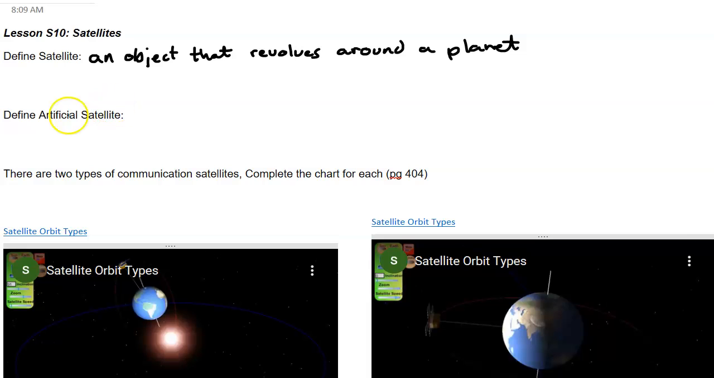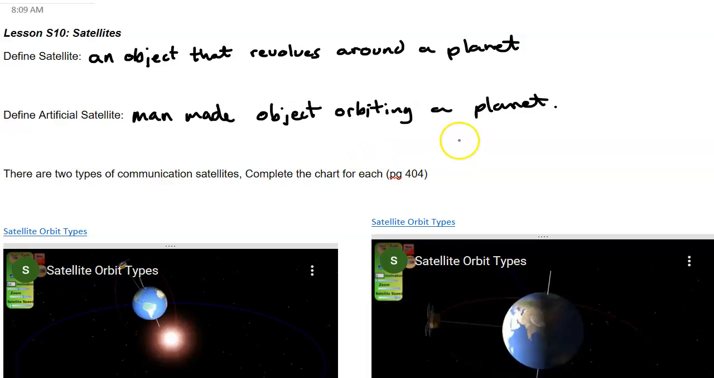Now, most satellites that we think about are actually artificial satellites, which is really just a man-made object orbiting a planet. But anything that's orbiting the planet will be a satellite. In this sense, the moon is a satellite of Earth because it is an object orbiting it. However, it is not an artificial satellite. It's a natural satellite because it is not man-made.